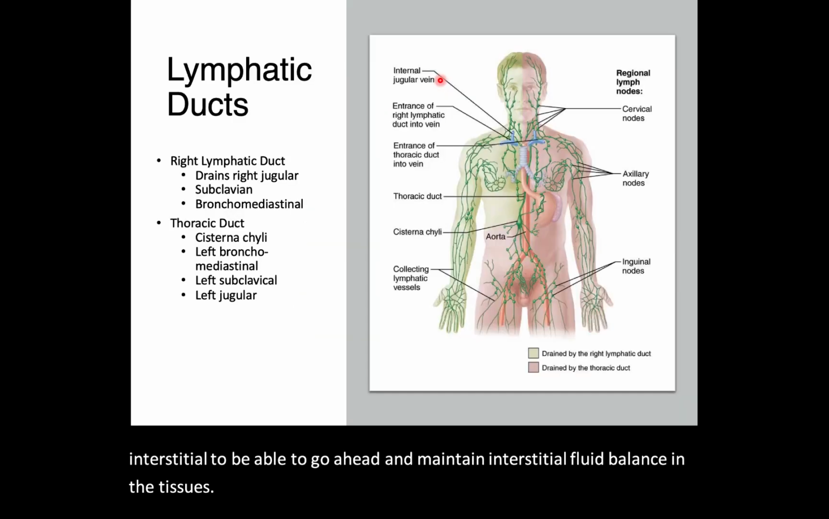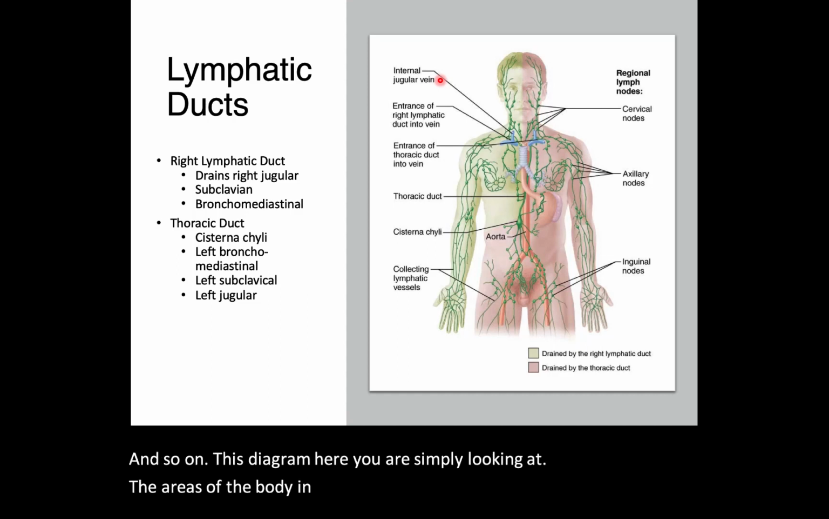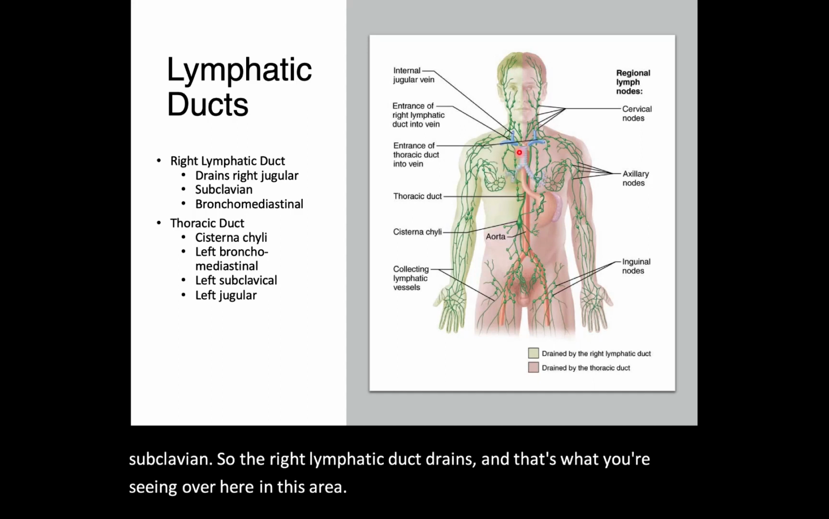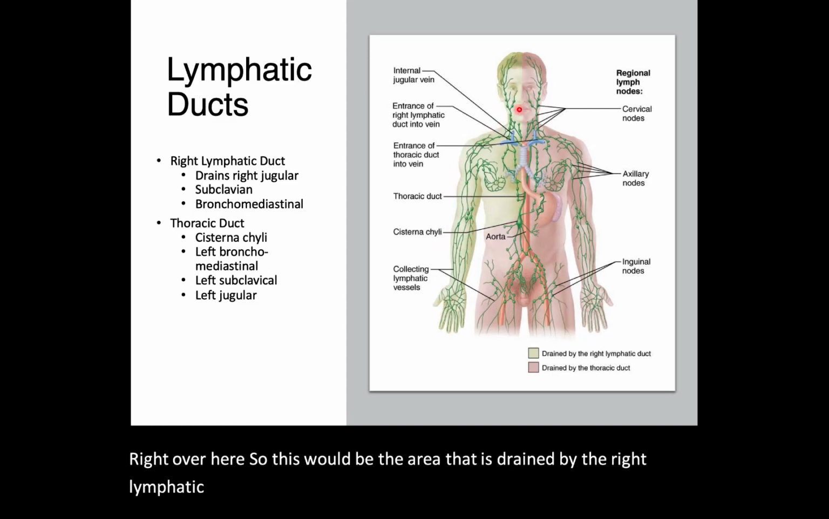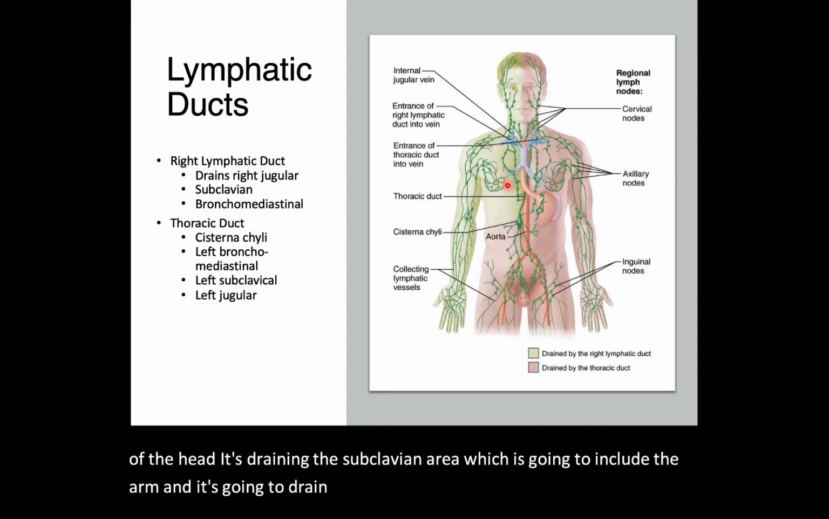On this diagram, you are simply looking at the areas of the body in which the right lymphatic duct drains, and that's what you're seeing over here in this area. This would be the area that is drained by the right lymphatic duct. So it drains the right jugular, which is draining the right side of the head. It's draining the subclavian area, which is going to include the arm, and it's going to drain the bronchomediastinal, which is the chest area as well.